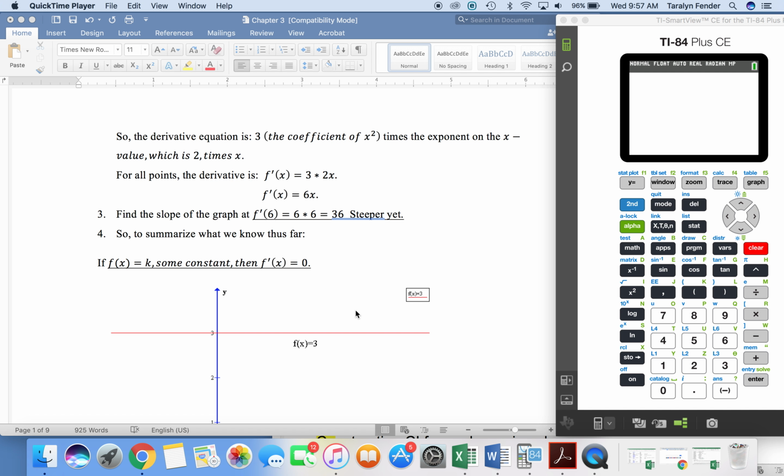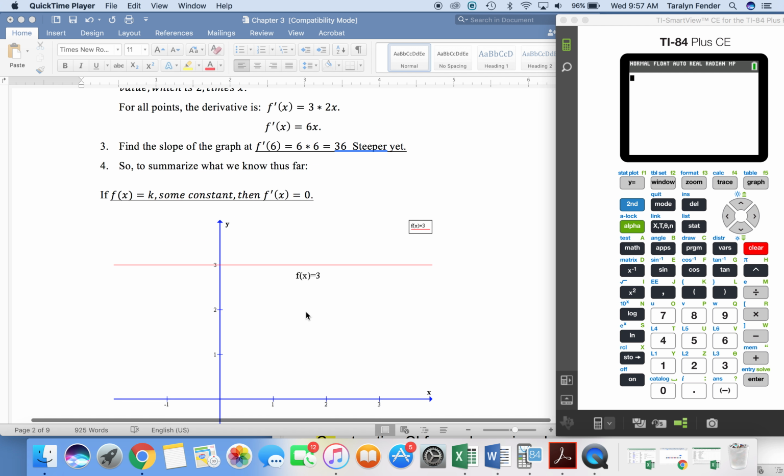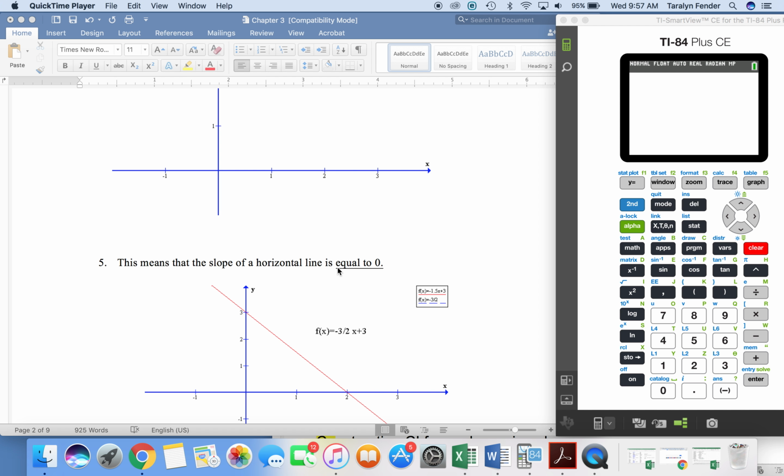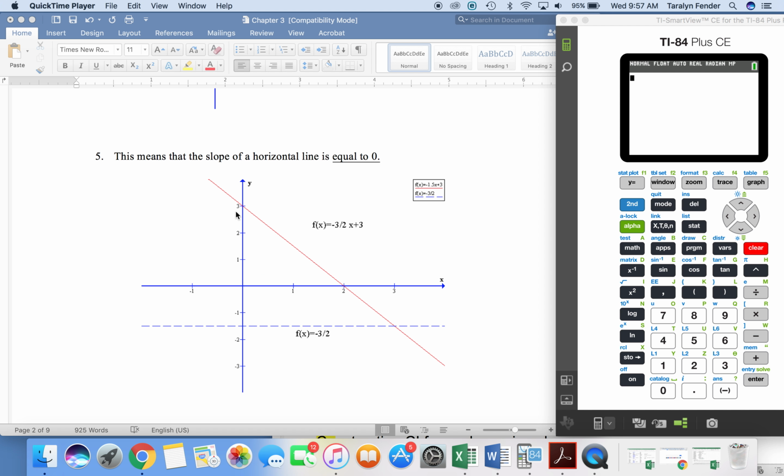So let's summarize what we think we know thus far. We know that when you have a constant function, then the derivative of that constant function is equal to 0. So the slope of a horizontal line is equal to 0. When we have a linear function, the derivative function is going to be the coefficient of the x. 3, remember, represents a horizontal line, so the derivative of 3 is 0.